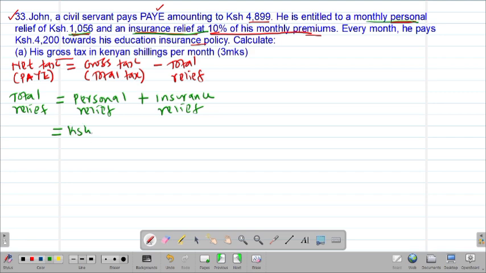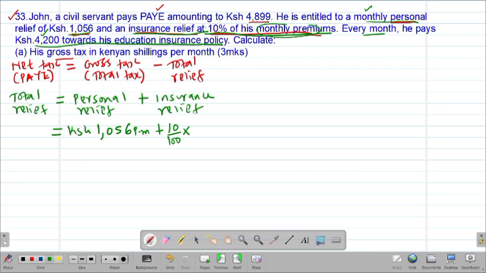So this will be equal to, the personal relief was 1,056 Kenya shillings. This is being charged on a monthly basis, so this is per month. Then plus the insurance relief. We are told that it is an insurance relief at 10% of his monthly premiums. So we'll take 10% multiplied by the monthly premiums. We are told that every month he pays 4,200 shillings towards his education insurance policy. Therefore, the monthly premiums are 4,200 shillings.